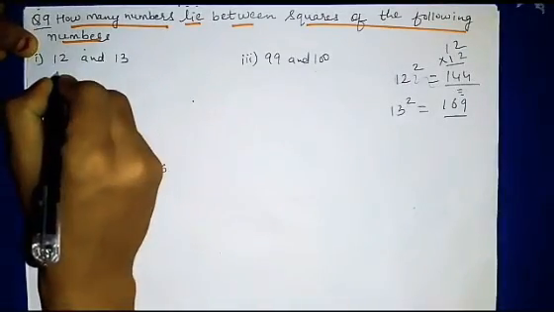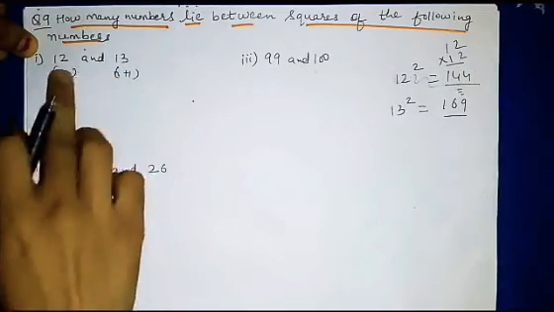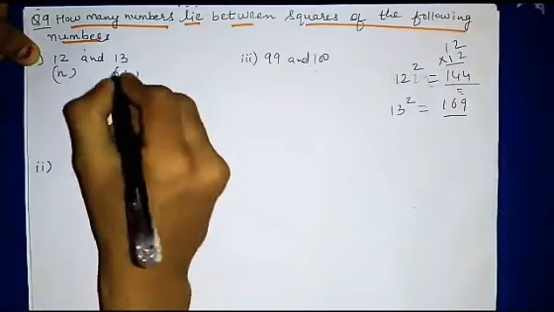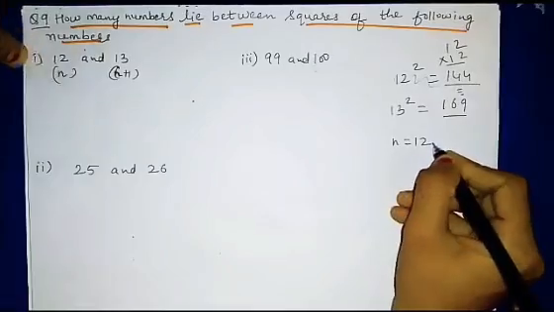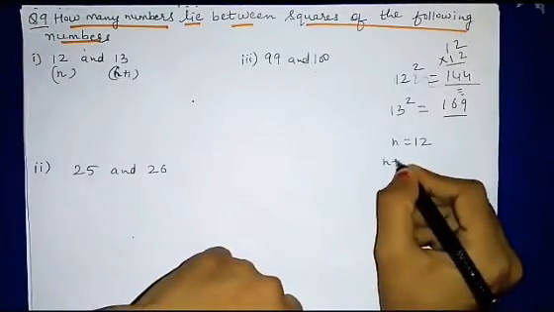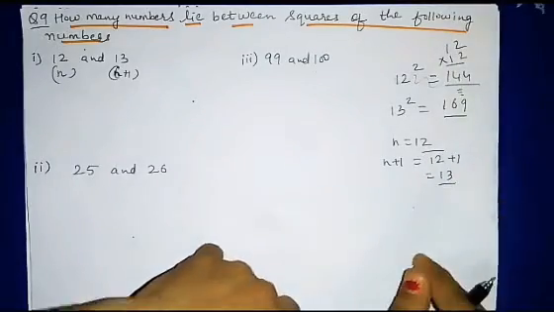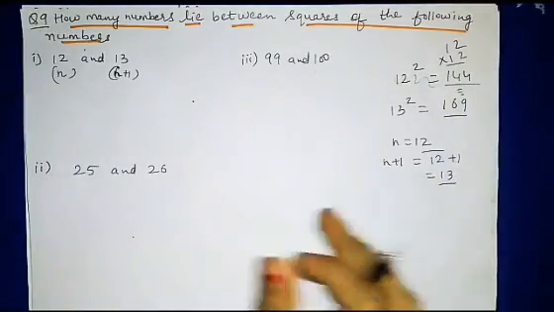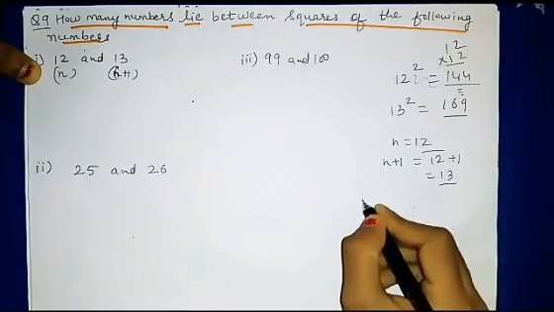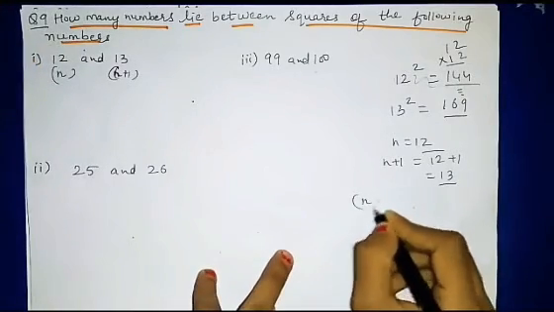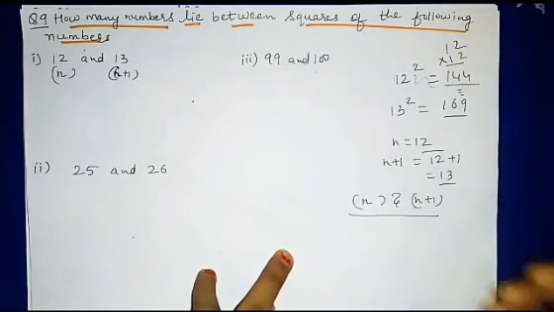If the numbers are in the form of n and n plus 1, this number should be n and this should be one more, so this is n plus 1. Here n means 12, and in place of n plus 1, 12 plus 1, 13 is given. So whenever the numbers are given in the form n and n plus 1, we can easily find out how many numbers are there between their squares. Very easy.